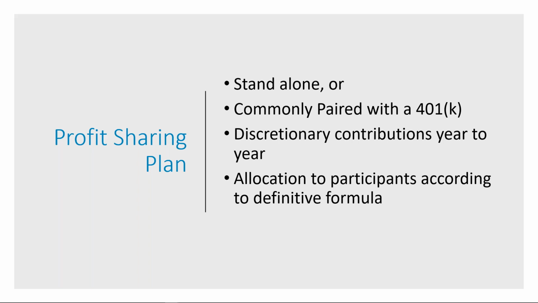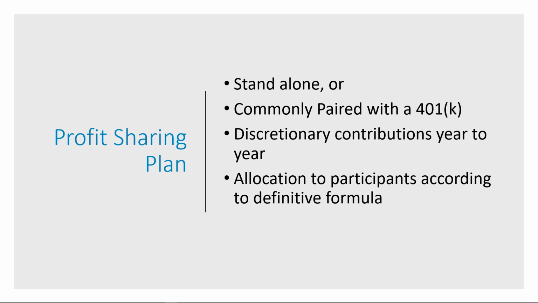The other question I get a lot of times is, it doesn't have to be out of the profits of the company either. You don't even have to make a profit. There are instances where the company could have negative income for the year, but you still are able to make a profit sharing contribution. So the name is a little bit of a misnomer in that you don't actually have to have profits. The key here is the allocation to participants is according to a definitive formula.